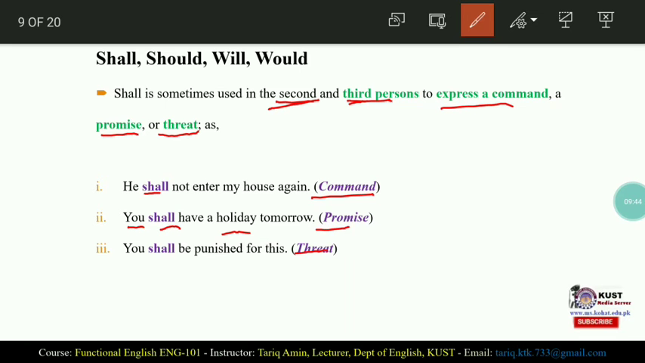In this example, shall is used with the second person. And in the first example, shall is used with the third person in order to express command.